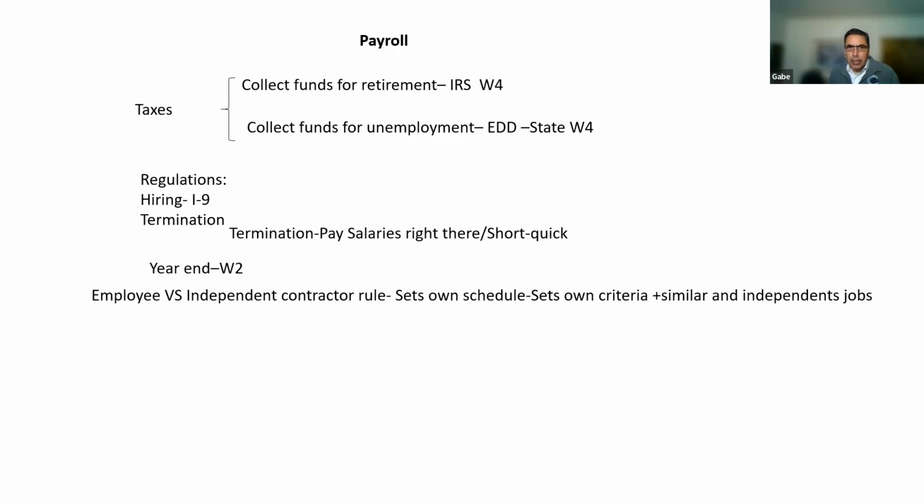Another element related to payroll, and that is important, is the difference between an employee and an independent contractor. In the state of California, it's very stringent and very critical that we don't call someone an independent contractor when they are not one and should be an employee. The rule is basically three rules. They set their own schedule. So if you're telling the person to come at a specific time, maybe consider them an employee.